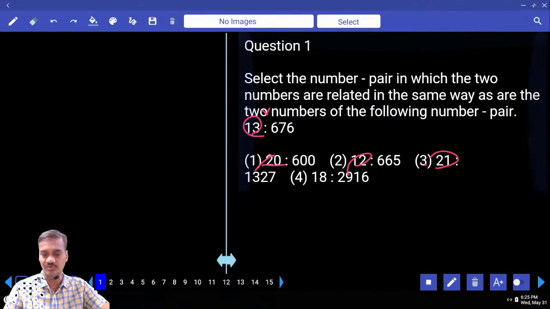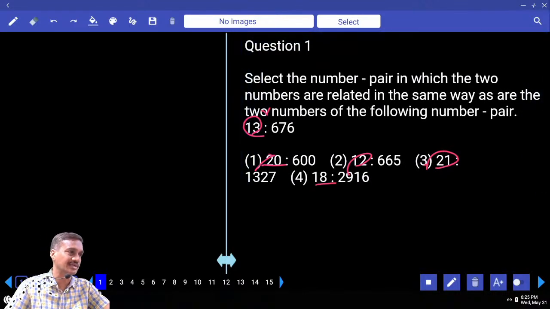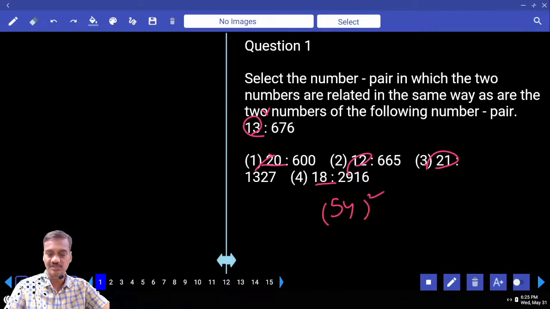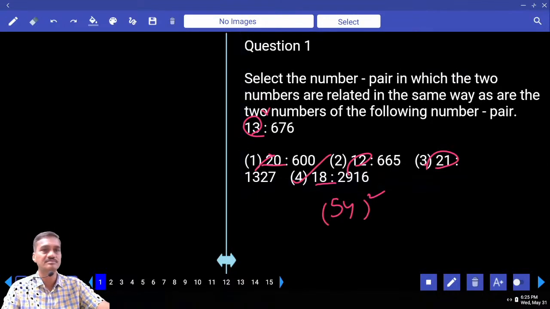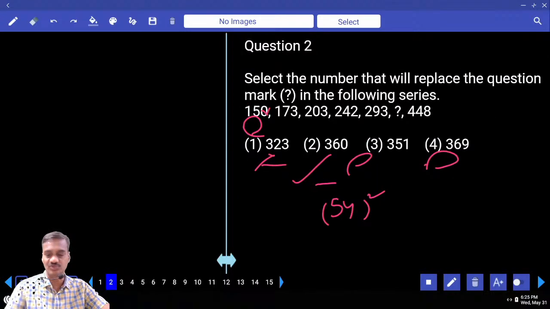Here also it is not coming. Now 1 plus 8 is how much? 9. Now square root of 9 is how much? 3. 18 into 3, 54. Now 54 square, 2916, choice 4. Then question number 1, it is choice 4.